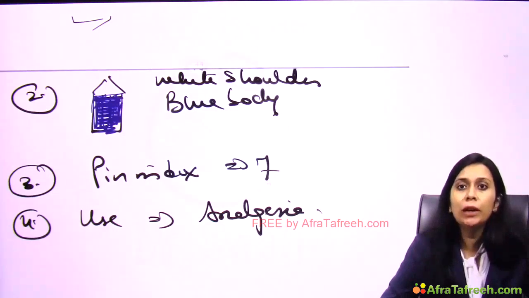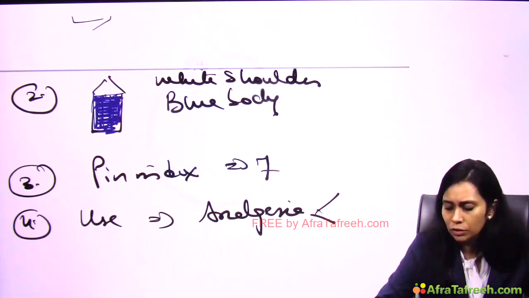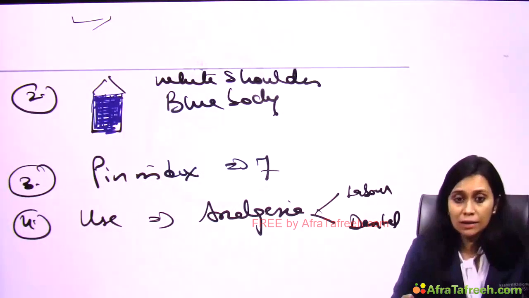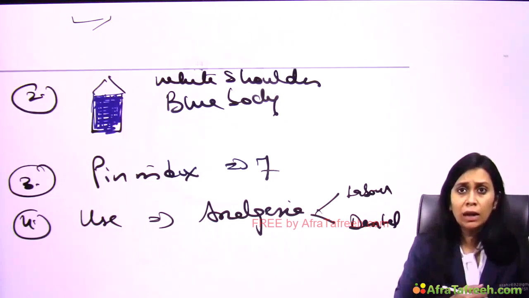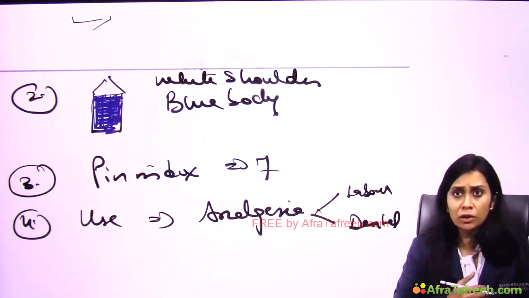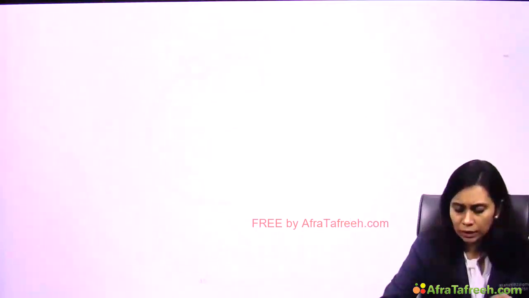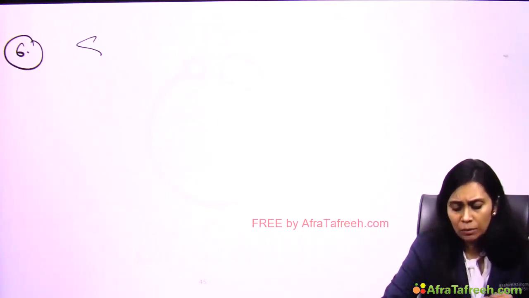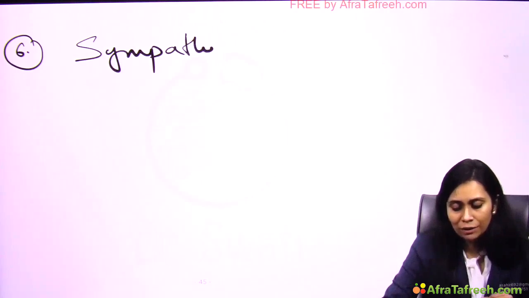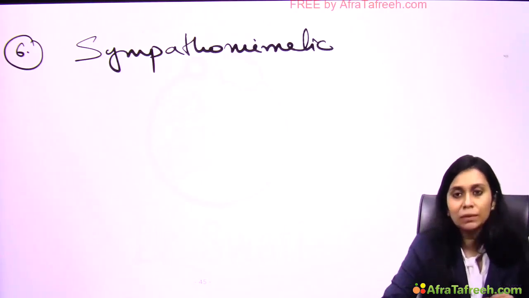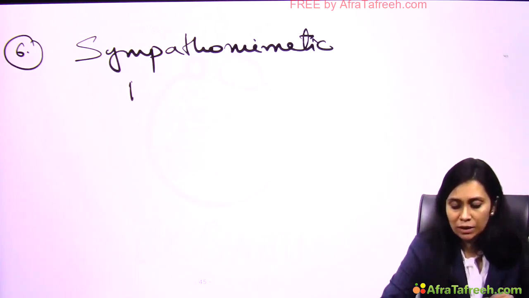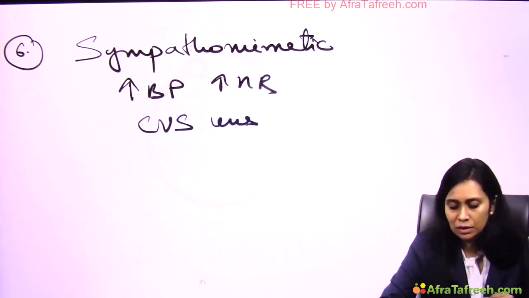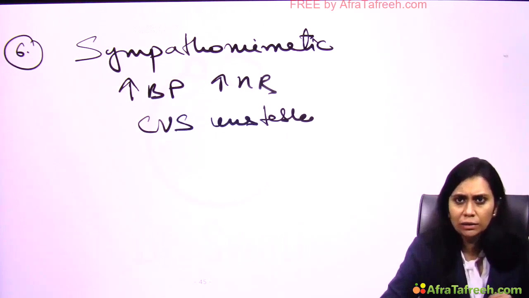First time it was used in the UK for labor analgesia. It's used for labor analgesia, it's used for dental analgesia, but it's an analgesic agent. It's not an anesthetic agent. Got it? So this is all about Entonox, and we have utilized the analgesic property of nitrous oxide in Entonox. Okay? Now coming to the 6th point. Guys, nitrous oxide is a sympathomimetic agent. We have written that when we were discussing the effect of nitrous oxide on EEG. It is sympathomimetic, so it will increase the blood pressure and it will increase the heart rate. Makes it cardiovascular unstable.